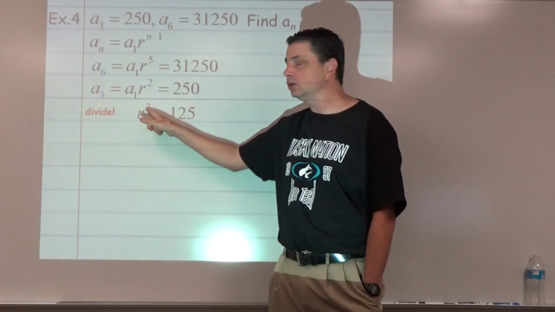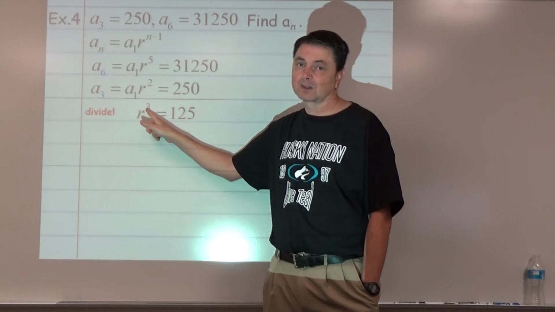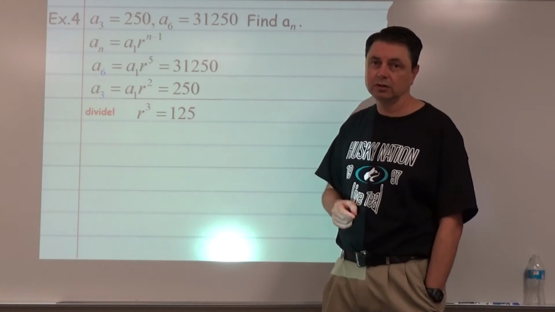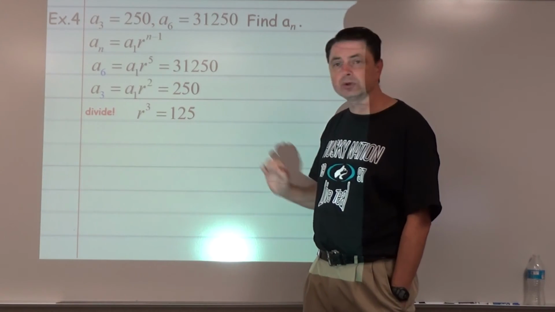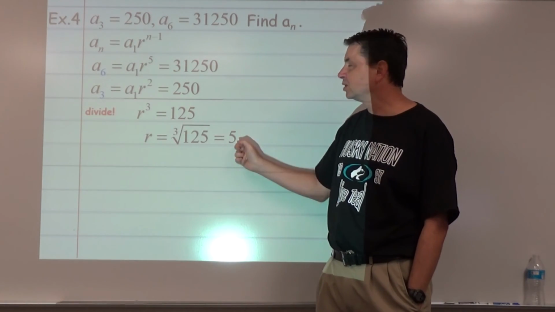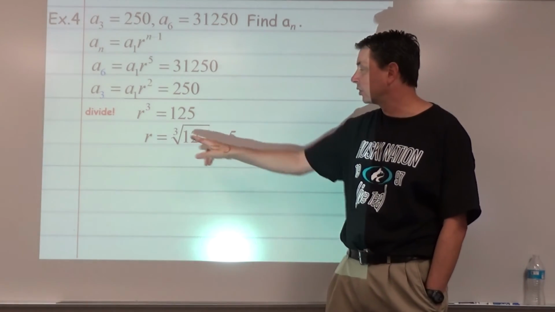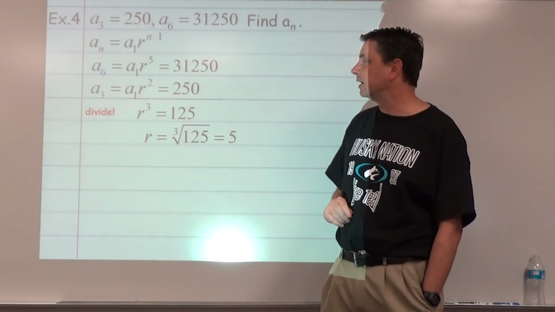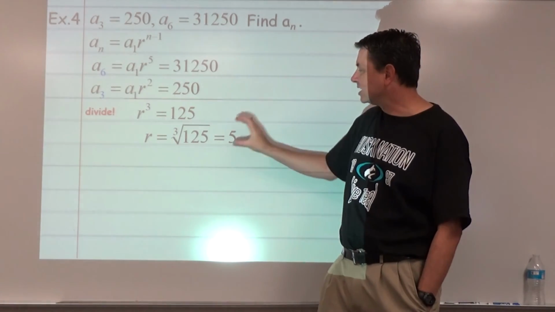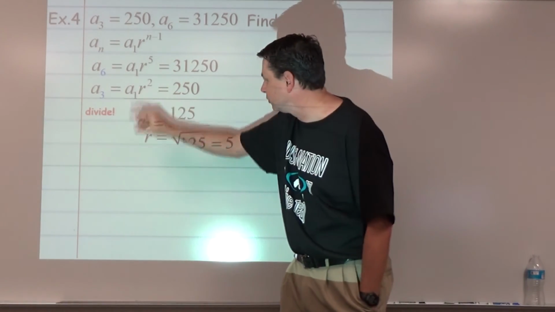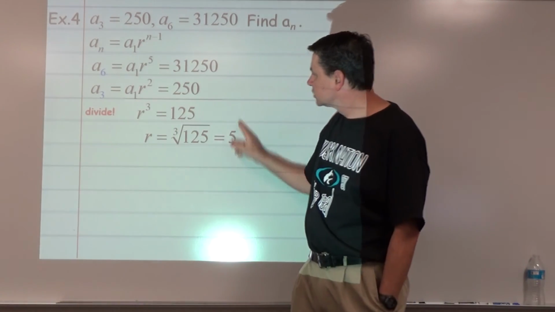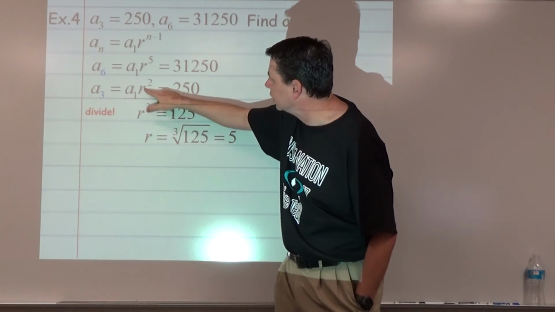Now, how do we undo the exponent? We take a root. What root should we take? The third root. So we're going third root on both sides, which means that r comes out to be 5, the cube root of 125. We're going to take that and substitute back into one of these two equations. I kind of like the bottom one's a little bit smaller. So substitute 5 for the r.